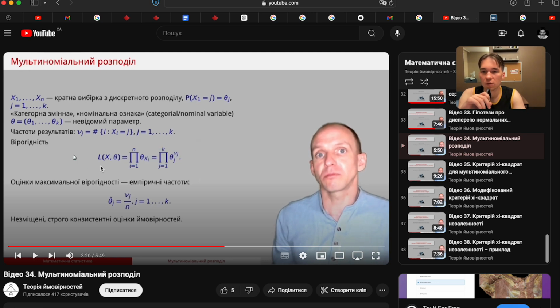Let's continue. So this is the likelihood. You just multiply all of your probabilities that you got in your sample. So here, respectively, the estimation for each of the probability is just the number of times you saw the value, not the variable, the number of times you saw the value of this probability divided by the number of data points you got in your dataset.